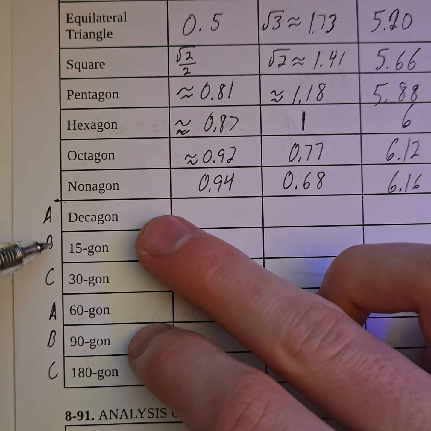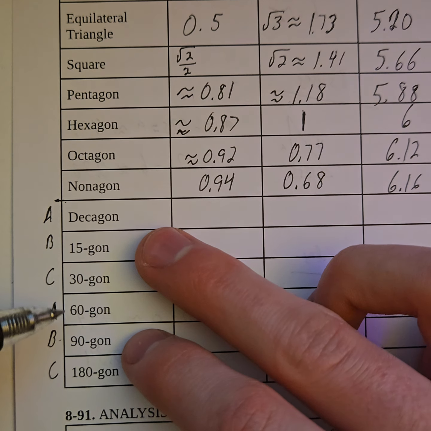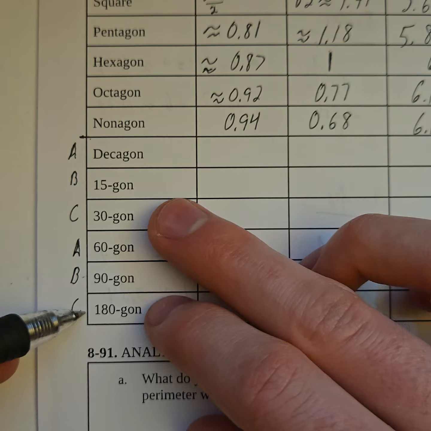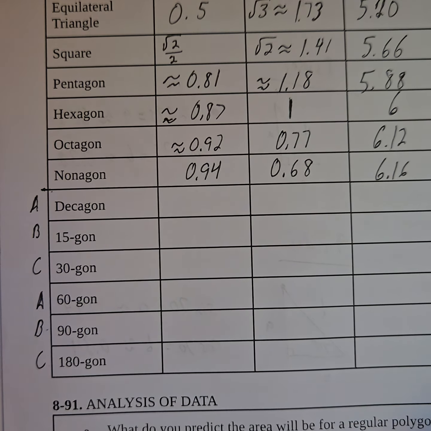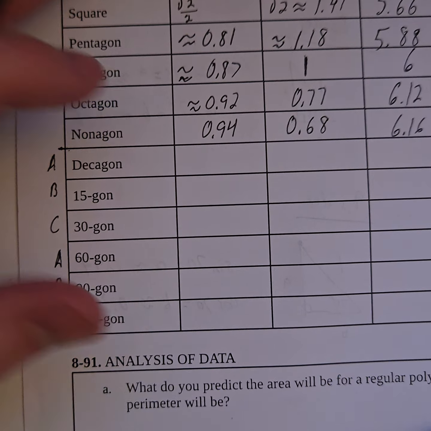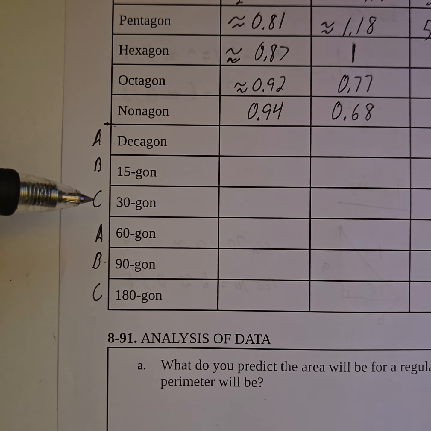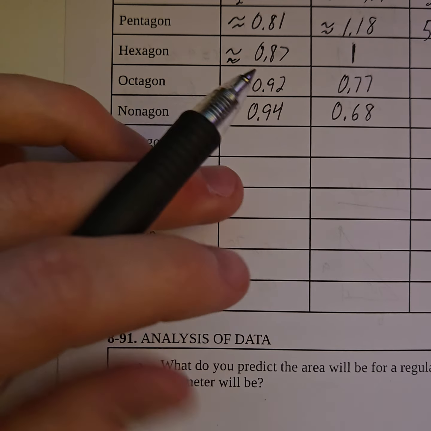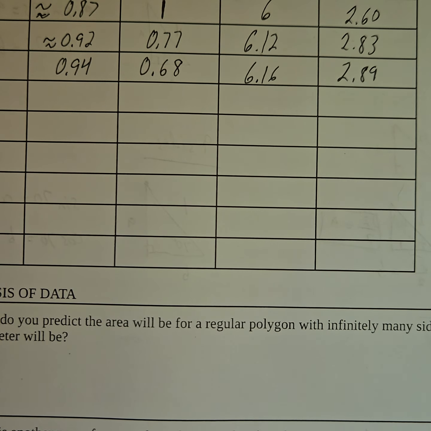Group B, there's going to be 2 group B's. You guys are doing the 15gon and the 90gon. And then finally, group C, you guys are doing the 30gon and the 180gon. Okay, so pause this video here. Take some time, do those 6. Each group should be doing 2. Get your numbers, and then we'll regroup when you're done and we'll see what we got.